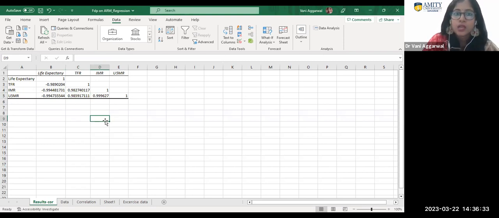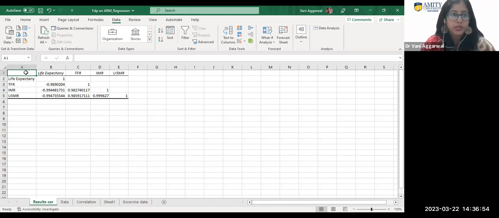Now here I want to tell you one more thing: how to do the conditional formatting of this data, how to add colors to make it more prominent, because visualization is important whenever you are presenting any data set.